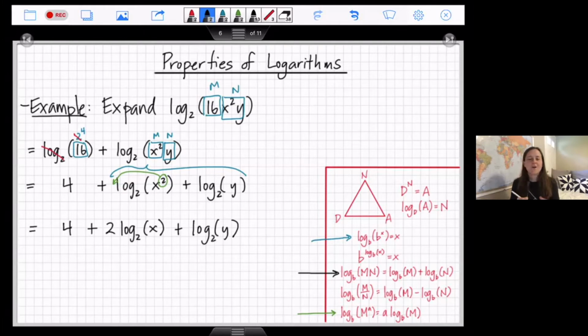All right, so now that all of my log base 2s just have single variables in the parentheses, there's nothing left to do with them, and this is expanded as much as I possibly can.